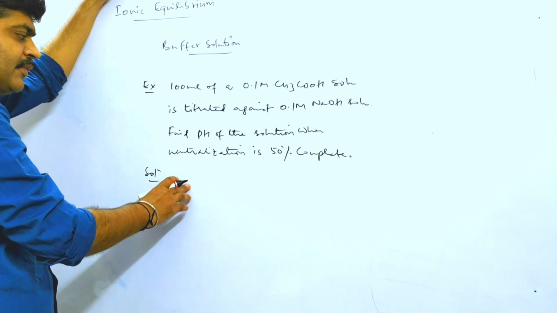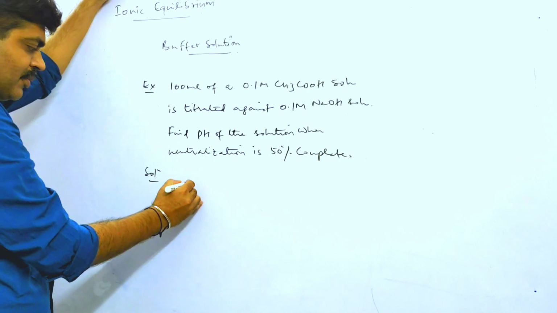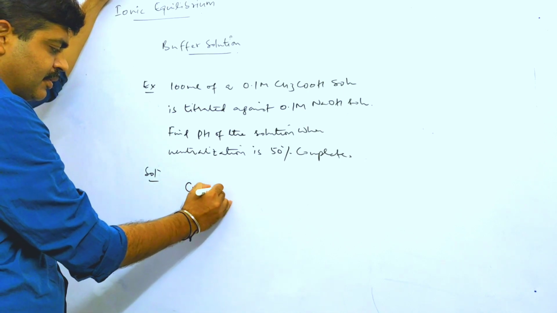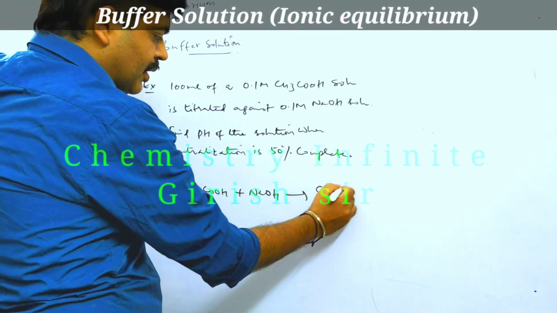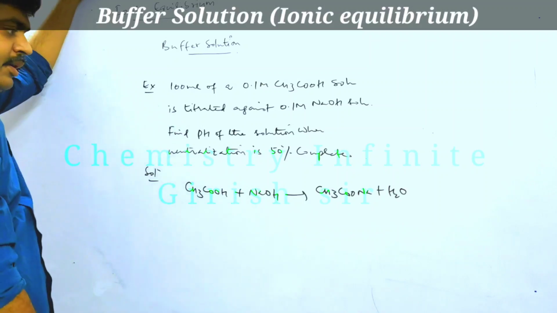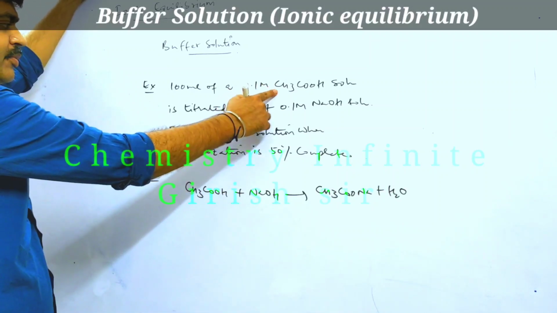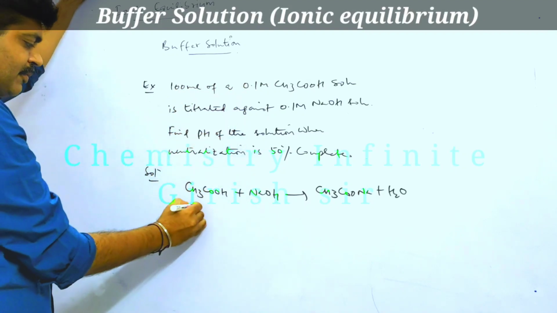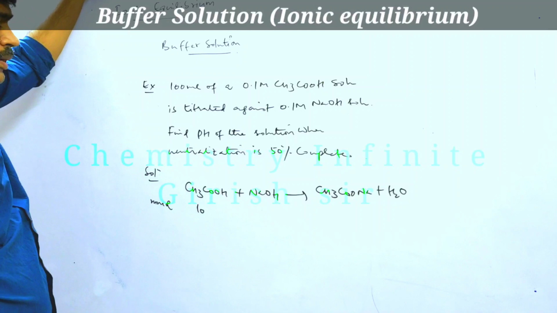Okay, let's see another example. Now in this case we have to find pH of a solution, and you can see the word titration. So some titration is carried out here. Acetic acid is titrated against strong base NaOH. So the two are going to react and form salt plus water. The number of millimoles of acetic acid would be molarity into volume, that gives me 10 millimoles. So I'll write number of millimoles 10.